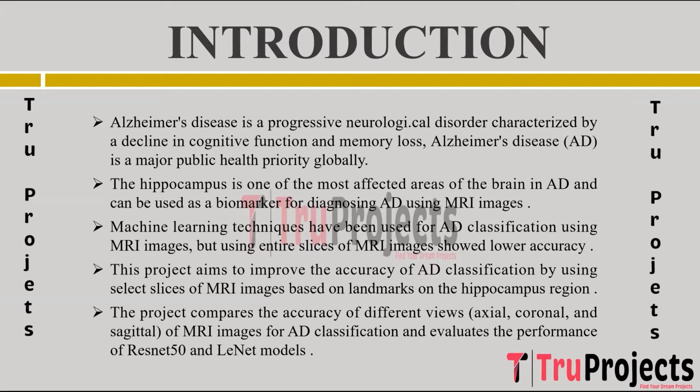The project involves a comparative analysis of different views or orientations, axial, coronal, and sagittal, extracted from MRI scans. These specific views, especially focusing on the hippocampus area, are evaluated using advanced neural network models like ResNet-50 and VNet. The aim is to determine which orientations of views, along with which neural network models, yield higher accuracy in identifying and classifying Alzheimer's disease from MRI images.